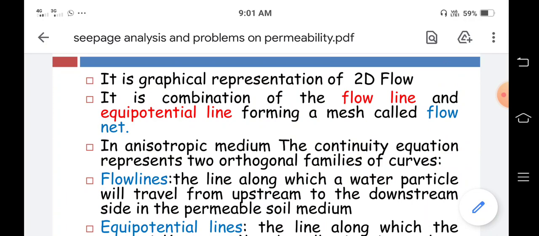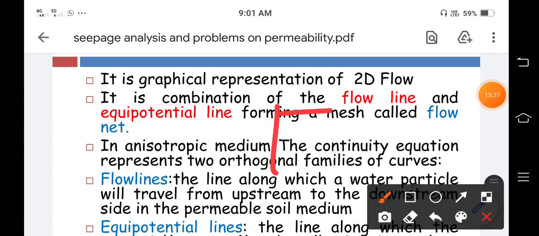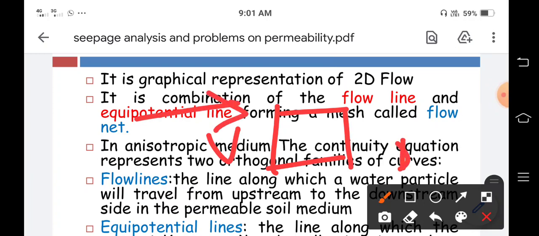So what is meant by the flow line, or the streamline? The flow line is also called a streamline, and the second one is the equipotential line. A flow line is the line along which water particles travel from the upstream side to the downstream side in the permeable soil medium. This is a soil sample; this is the upstream side where water can enter, and this is the downstream side. It is a line along which water passes from upstream to downstream.